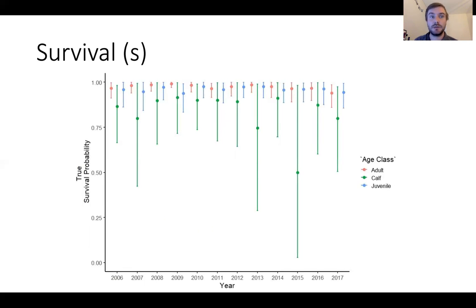So, going into the preliminary results, we have survival here. This is a measure of true survival, as we're accounting for permanent emigration. You can see for adults in this pinkish color and juveniles in the blue, the survival is relatively high with little variability. But for calves, there's a lot more variability and it changes quite a bit through the years, just based upon how likely we are to recover that calf or resight that calf in the following years.